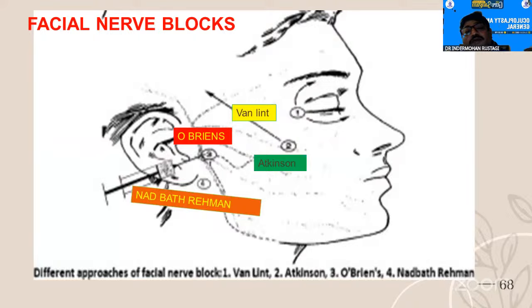So with the retrobulbar block, we have this facial nerve block, the 4 blocks, that is Atkinson, Van Lint, O'Brien's, and Nadbath. But usually Van Lint is involved. So near the number 1, that is around the lids.